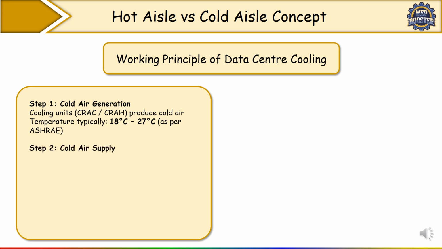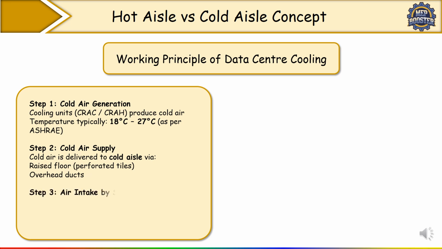Now the second step is what? Cold air supply, meaning the cold air is delivered to the cold aisle via raised floor or overhead duct. So what happens here? The cold air is delivered to the cold aisle using a raised floor, perforated tiles or overhead duct. The goal is to send cool air exactly where servers need it. And the next step is what? Air intake by server.